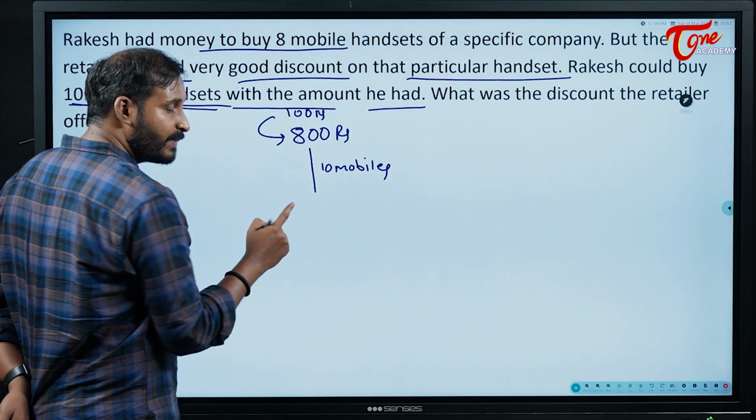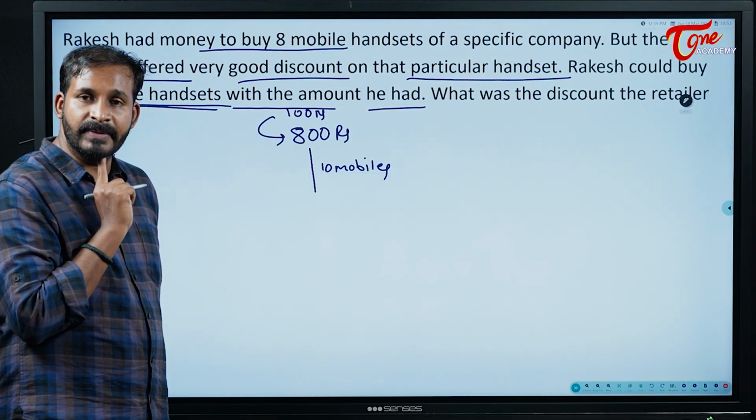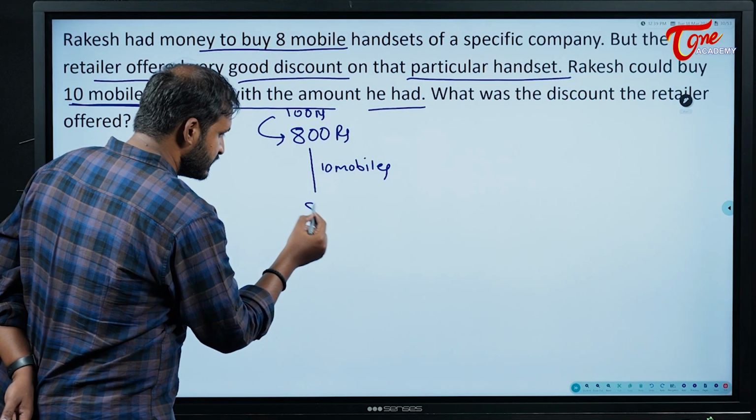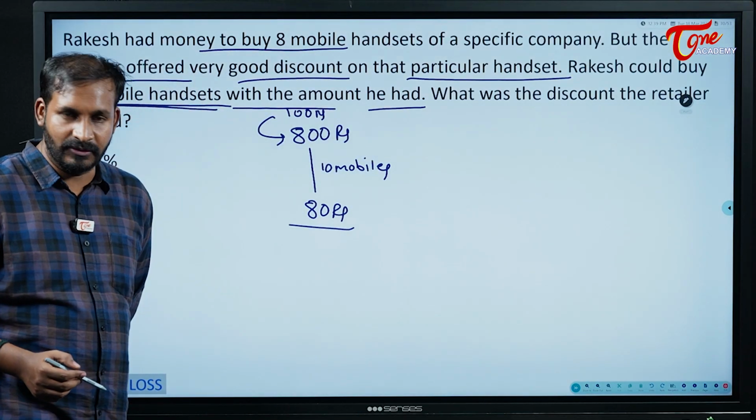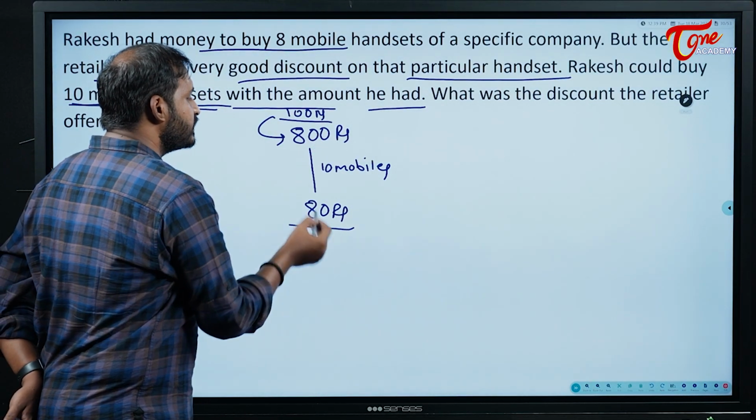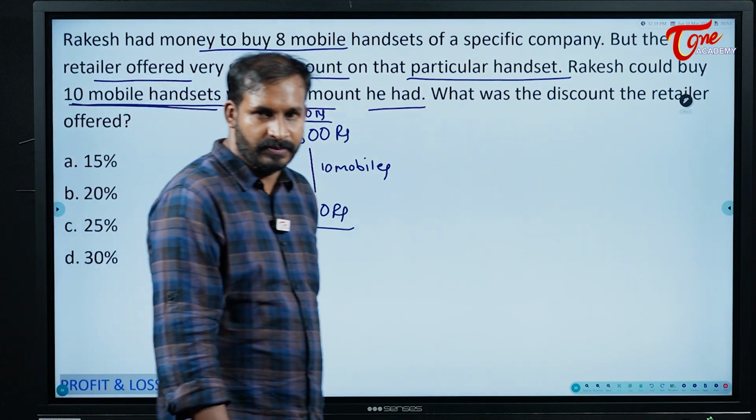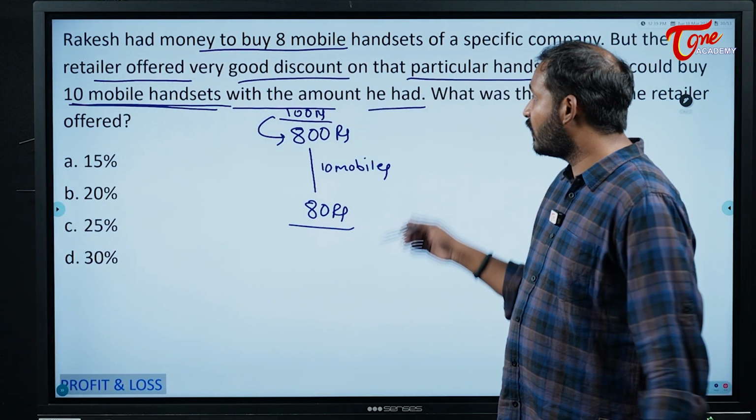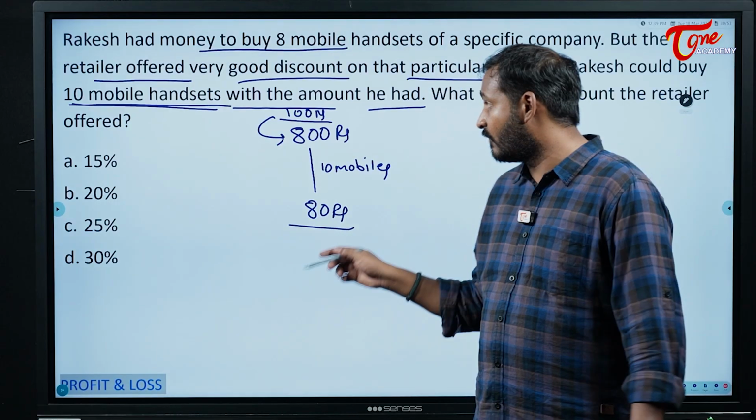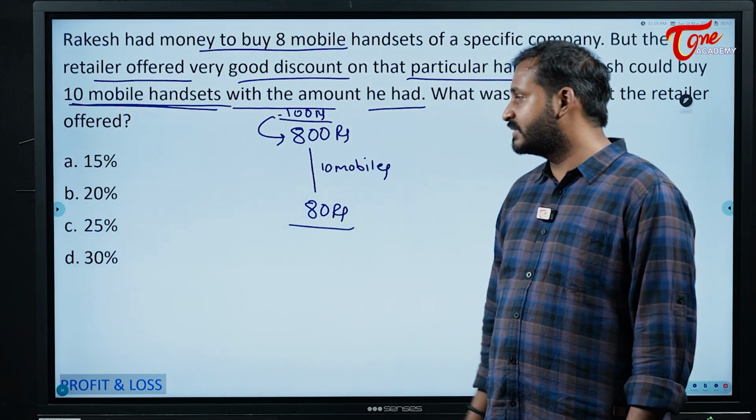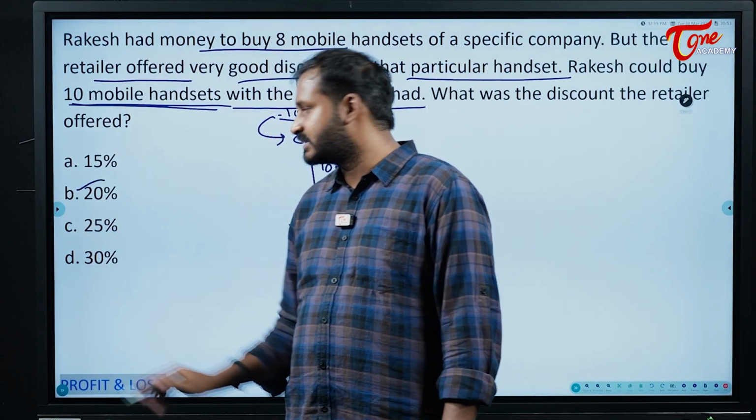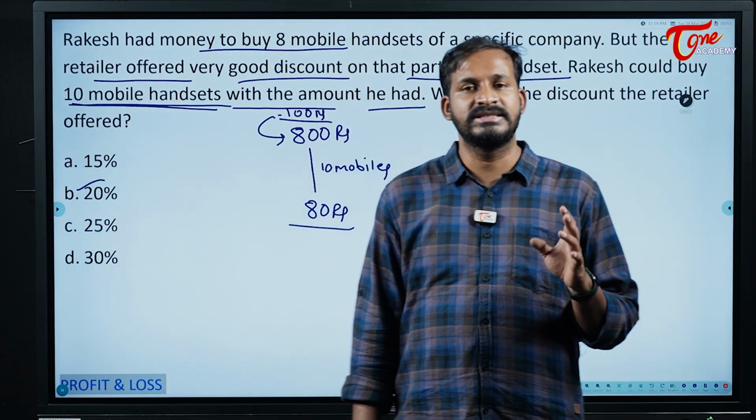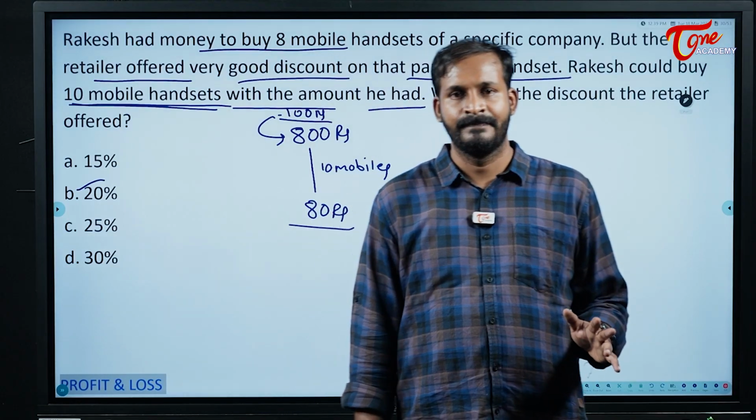So now tell me, what is the price of one mobile? 80 rupees. Am I correct or not? The actual price is 100 rupees. Now the price came down to 80 rupees. Now they are asking us what the amount of discount offered is. 100 rupees to 80 rupees means how much is it discounted? 20%. By assumption, you will get the answer very easily and quickly, students.